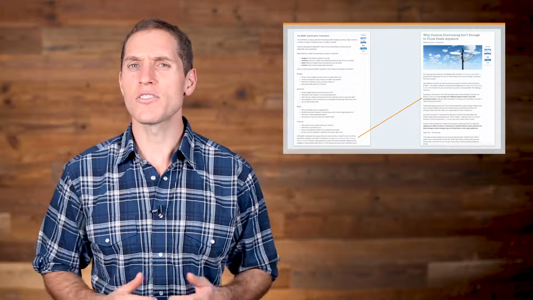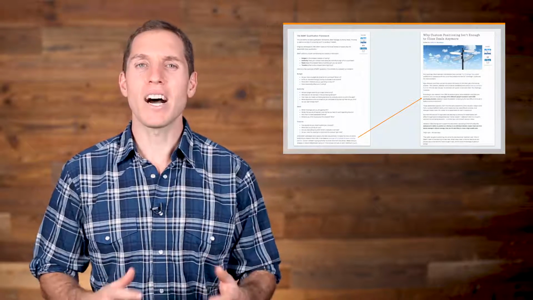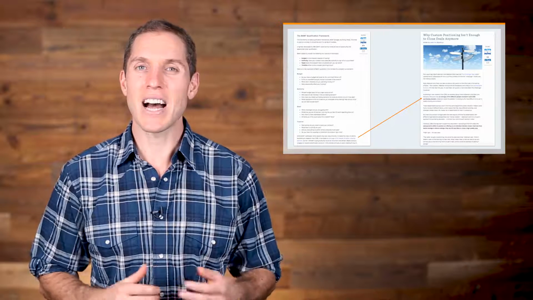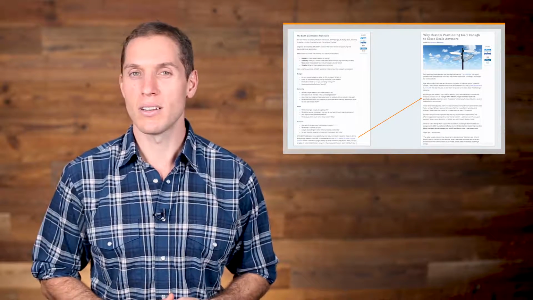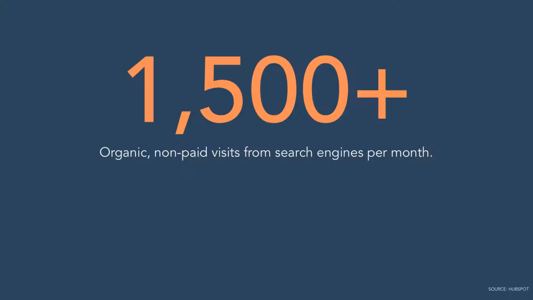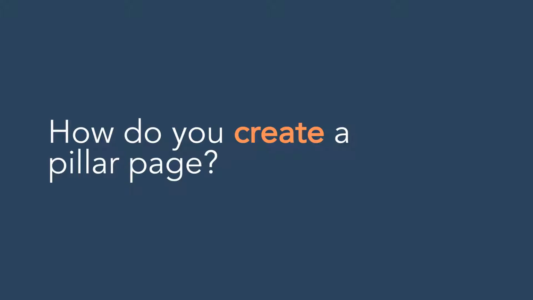So that's how this page solved for the searcher, by offering a positive user experience. But how did the page solve for the search engine in terms of traffic and visibility? This page receives more than 1,500 organic, non-paid visits from search engines per month. So how do you create a pillar page?